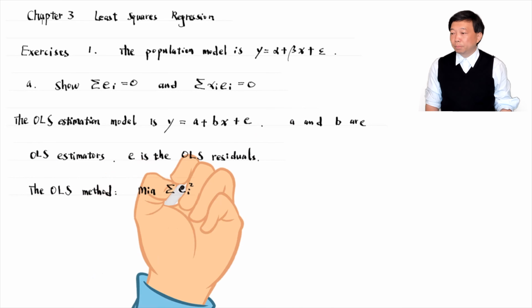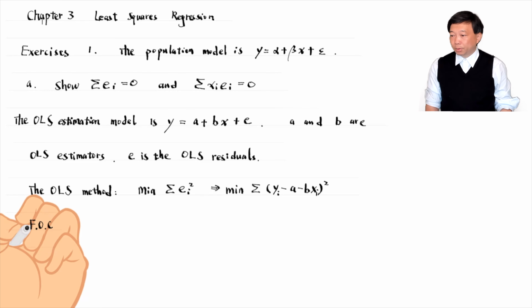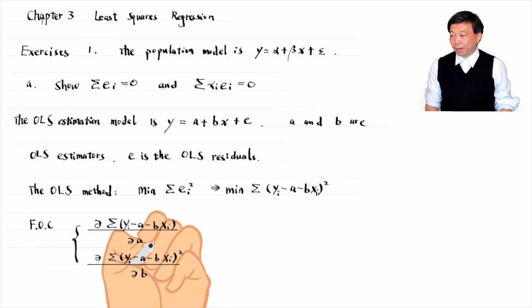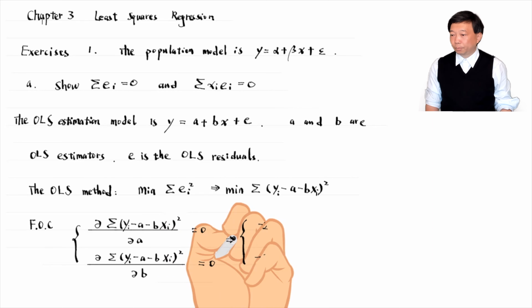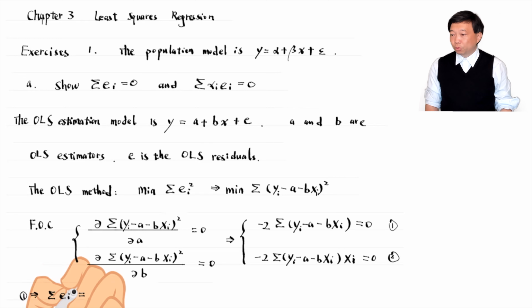OLS is a method to minimize the sum of squared residuals. The two first-order conditions of the minimization give the two results. The derivative of the sum of squared residuals with respect to a is 0, which leads to the first result. The derivative with respect to b is also 0, which leads to the second result. These two results are also known as the OLS normal equations. This is the case with one explanatory variable.